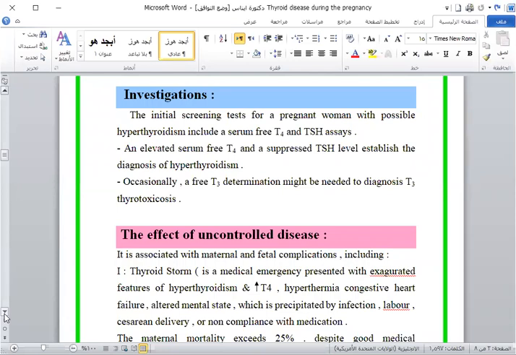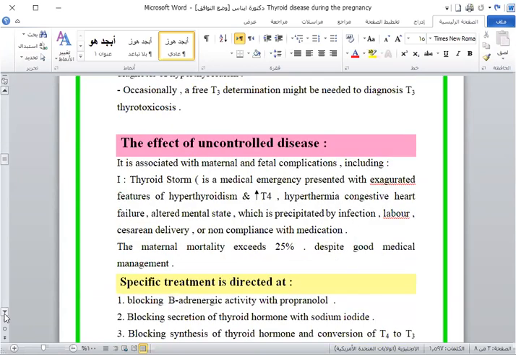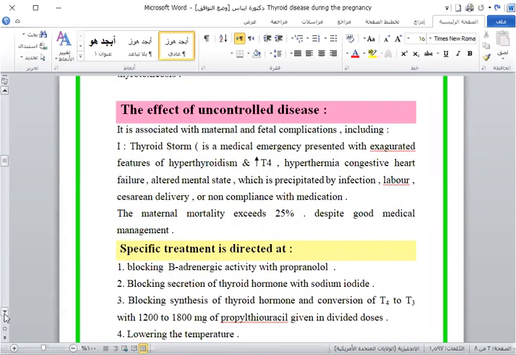Okay. Why do we discuss hyperthyroidism in pregnancy? Because uncontrolled disease may lead to maternal and fetal complications, including the first and most serious one, thyroid storm. It is a medical emergency presenting with exaggerated features of hyperthyroidism, increased free T4 levels, hyperthermia, congestive heart failure, and altered mental state, which is precipitated by infection, labor, cesarean delivery, or non-compliance with medication.